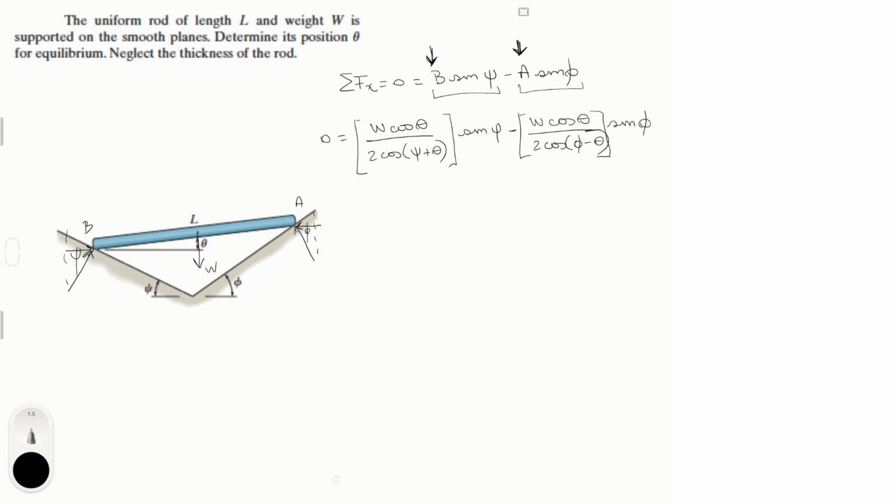All right. Now notice that there's a lot of things that we could simplify here because we have 0 on one side and we have a lot of repeated variables in the other two terms, such as the weight. The weight goes away if you divide both sides by the weight, and 0 divided by the weight is still 0. Cosine of theta can go away. 2 can go away. And I think that's pretty much it. So 0 is equal to sine of psi over cosine of psi plus theta minus sine of phi over cosine of phi minus theta.